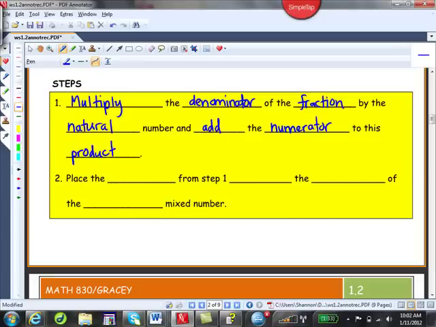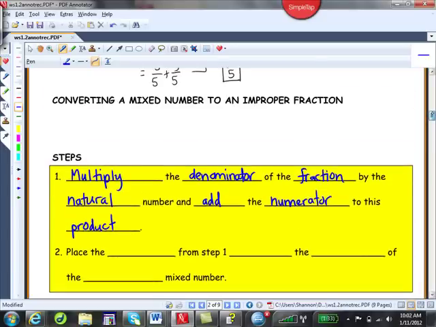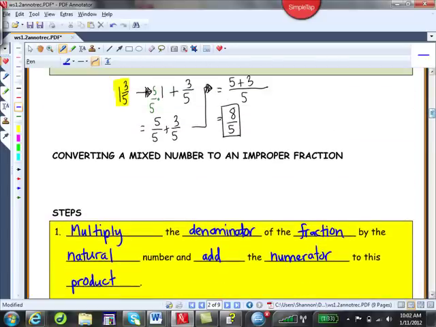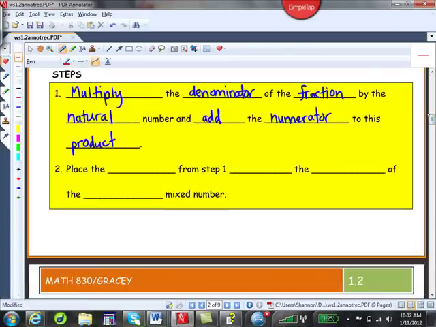So if you come back and look at what we did, in this step here, we multiplied the denominator. This was a different way of showing you why it works. But do you see that the denominator was 5? We multiplied the denominator times the natural number, and then we added this numerator 3. So the steps that you're shown here are kind of a shortcut way. You can always use the way I showed you as kind of a default way.